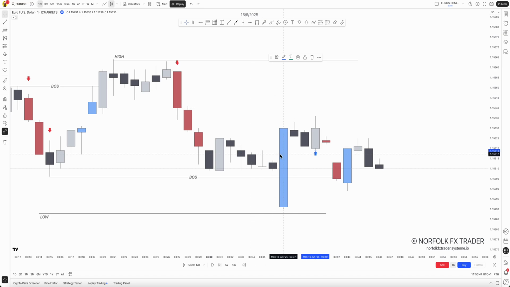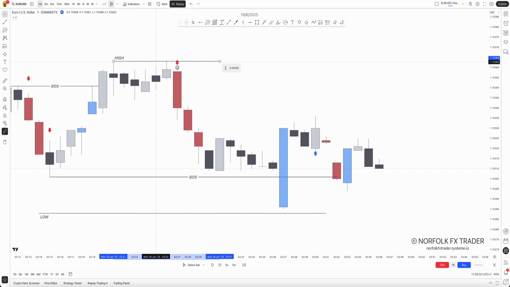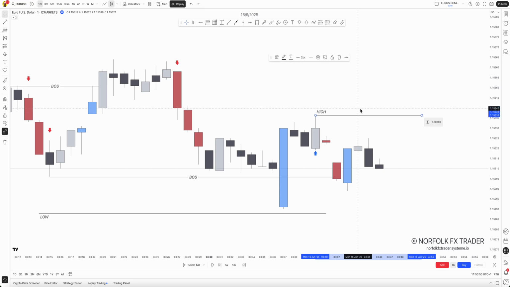Now remember, now we're in a bearish market again. We go from those close down to the close up to find the valid high. So now we can just make this smaller, drag it across. And this is how simple it is.